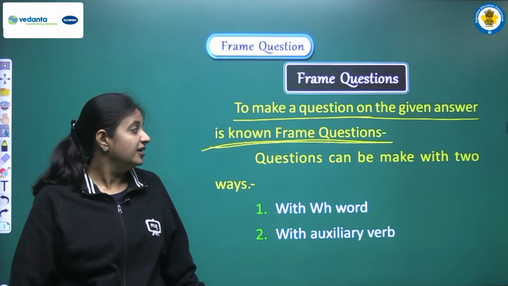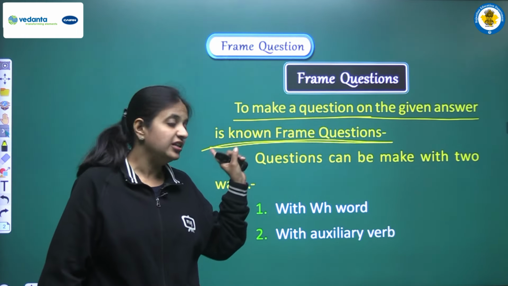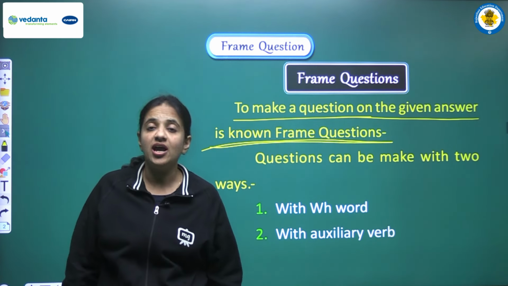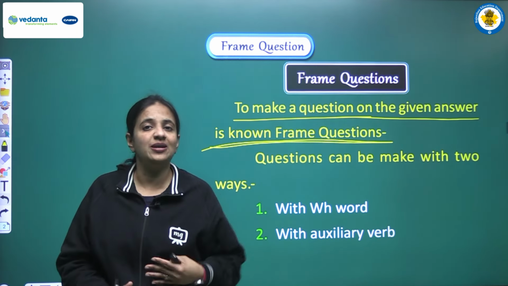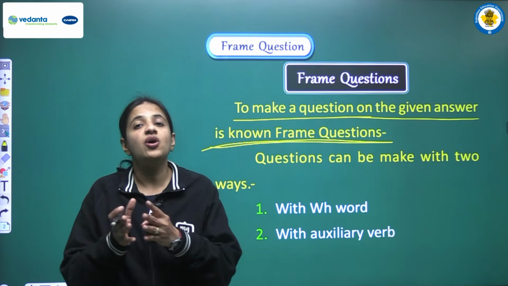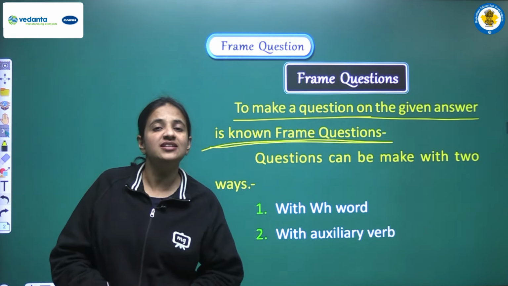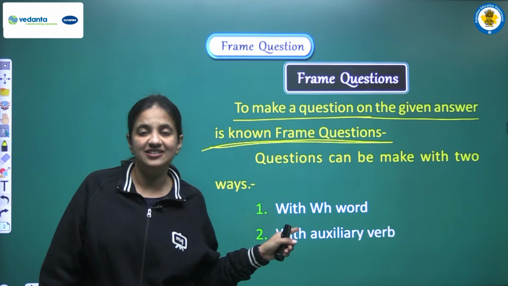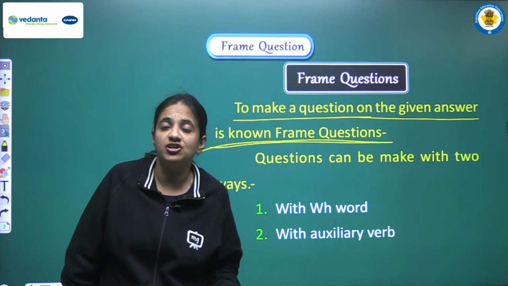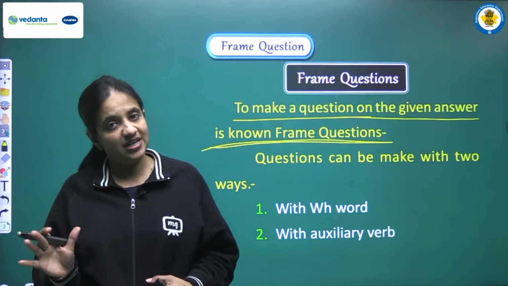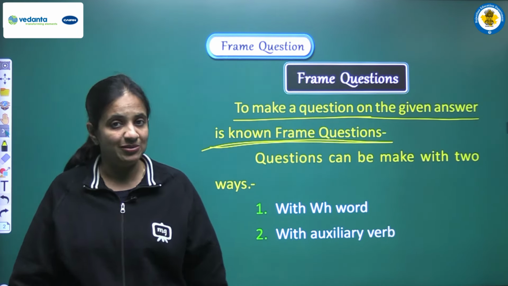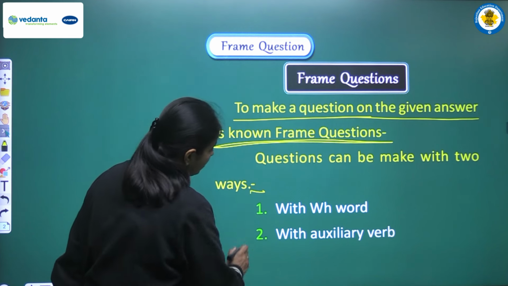Now, questions can be made in two ways. So I hope this is clear to you all, that we have to frame the question of the given answer. So how can we make the question? This is the question that actually arises here. We can frame a question in two ways. So yes, we have two ways. With the help of these ways we can frame questions. So what are these two options we have here?